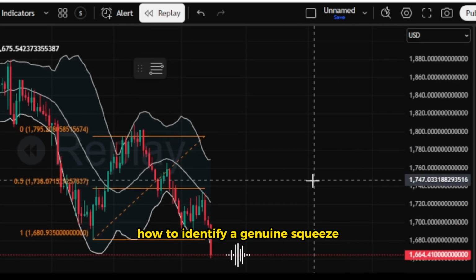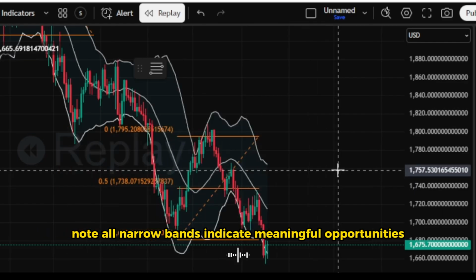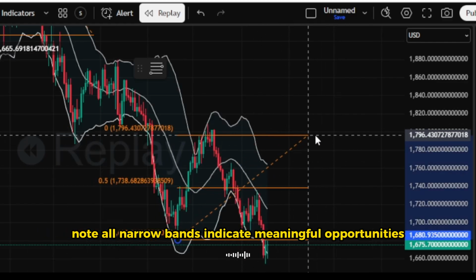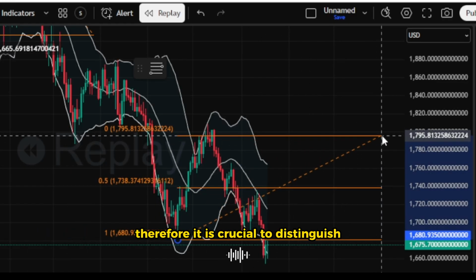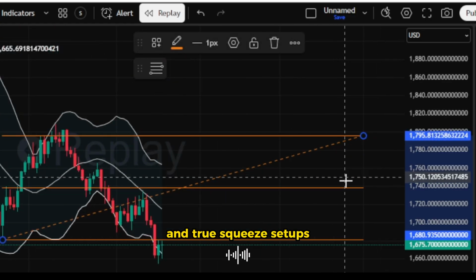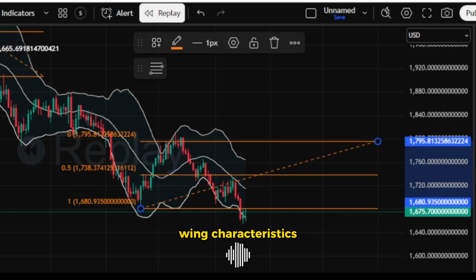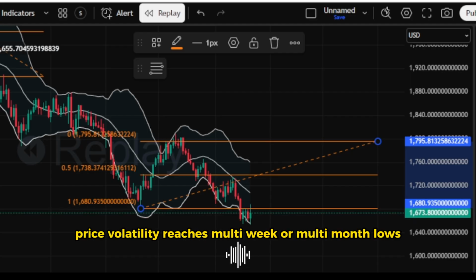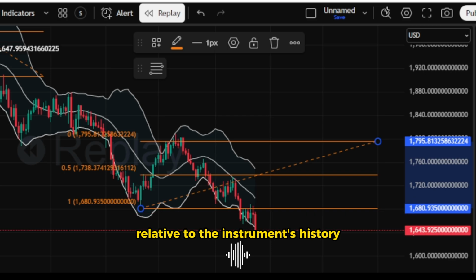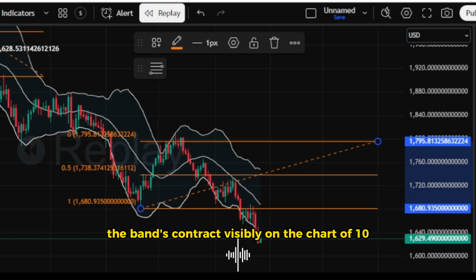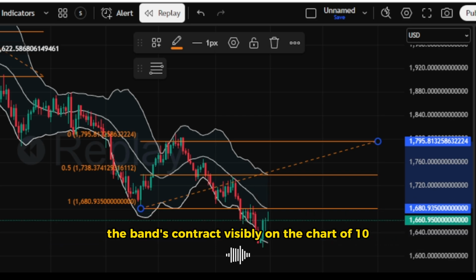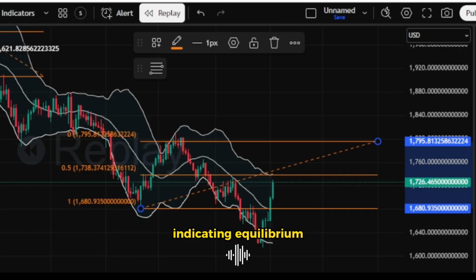How to identify a genuine squeeze. Not all narrow bands indicate meaningful opportunities. Therefore, it is crucial to distinguish between ordinary contractions and true squeeze setups. A valid squeeze often exhibits the following characteristics. Price volatility reaches multi-week or multi-month lows relative to the instrument's history. The bands contract visibly on the chart, often appearing flat or parallel, indicating equilibrium.